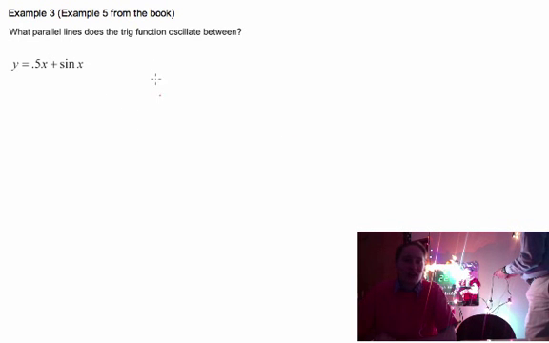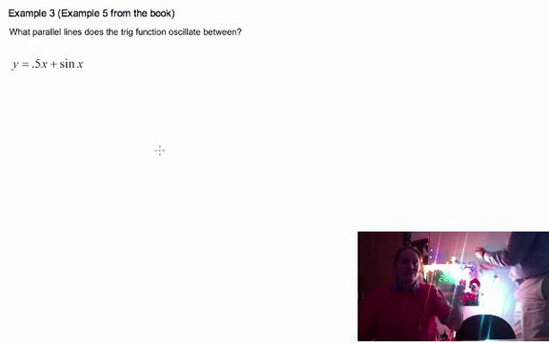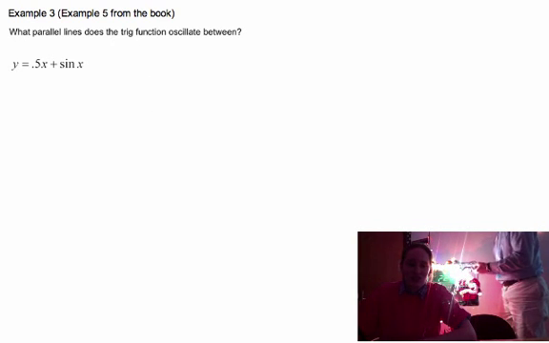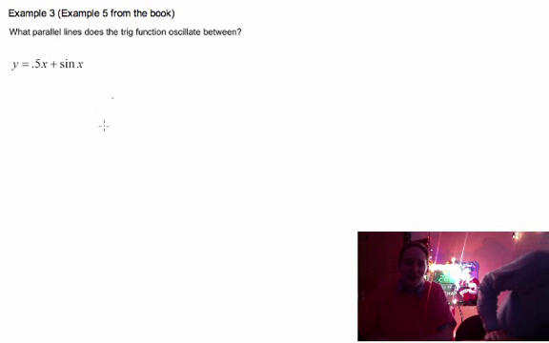Example 3, and I wrote here example 5 from the book, because your homework mentions example 5 from the book. So it's our example 3, it's the book's example 5. So now you're up to speed with all of that.